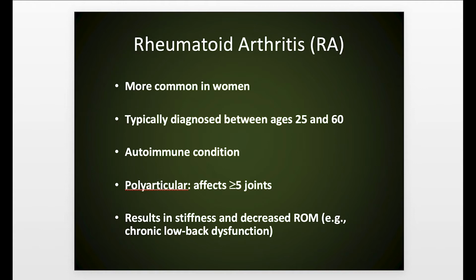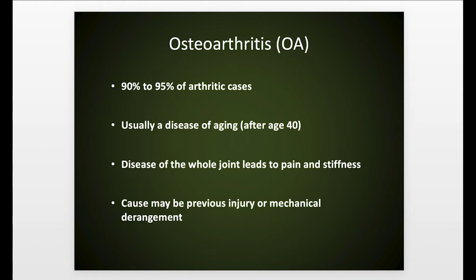It's attacking its own tissues, its own cells, and it can also be polyarticular, meaning that it can affect multiple joints, not just one or two. It can affect almost all the joints throughout the body, at least 5 or greater. It can also result in stiffness as well as decreased range of motion because it's attacking the tissues and breaking them down. And it could also be one of the root causes of chronic low back dysfunction in some individuals. Now, osteoarthritis is the most common, like I said before.